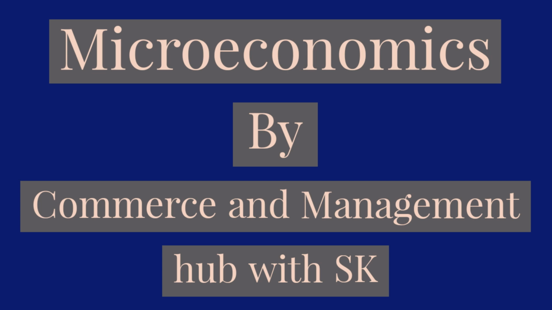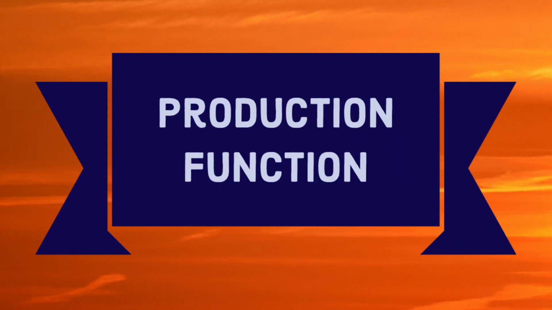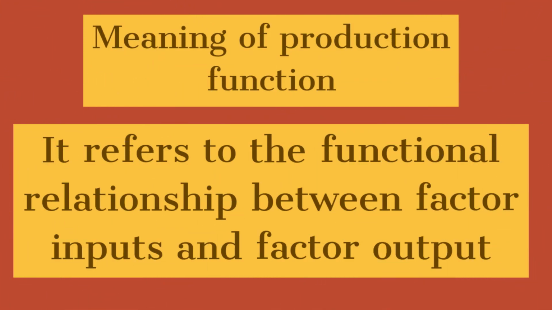Today we are going to discuss microeconomics, and in microeconomics we will study production function today. So firstly let us discuss what is production function. The meaning of production function is it refers to the functional relationship between factor inputs and factor output. In economics, we basically discuss four factor inputs, that is land, labor, capital and entrepreneurship. And by using these inputs, we produce the output. So the relationship between these inputs and output is known as production function.